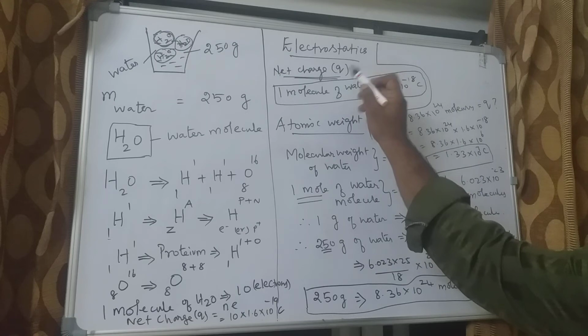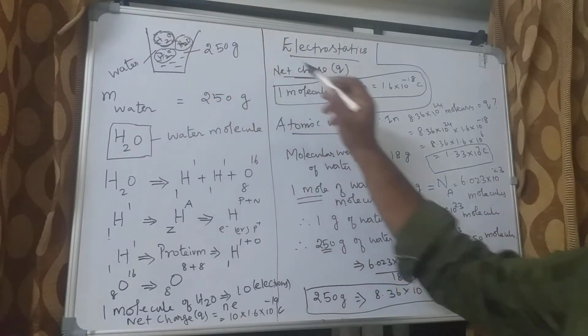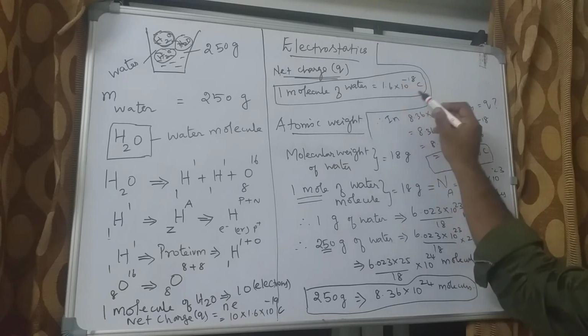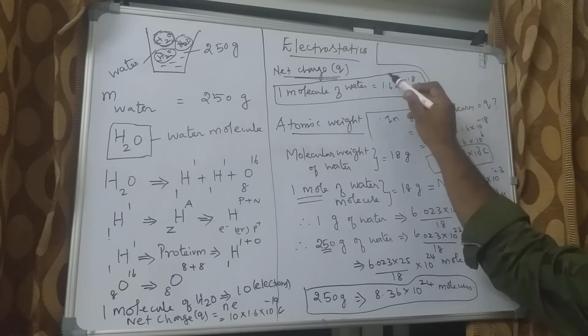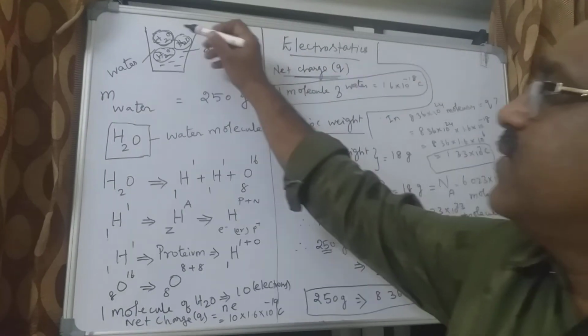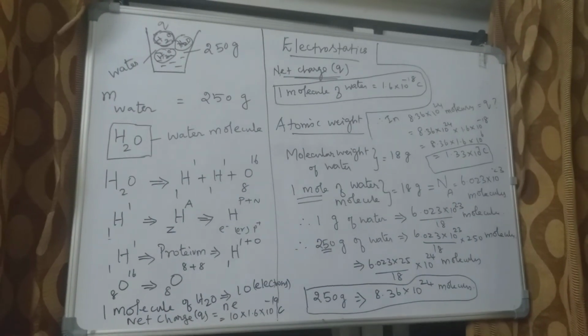And if we simplify the net charge, then we will get that this one molecule of water has this much charge. So, 1.6 into 10 power minus 18 coulomb is the charge which is present in this one molecule of water.